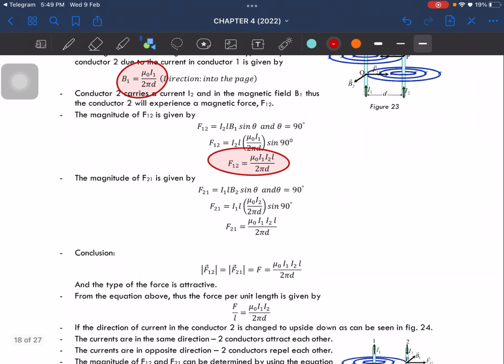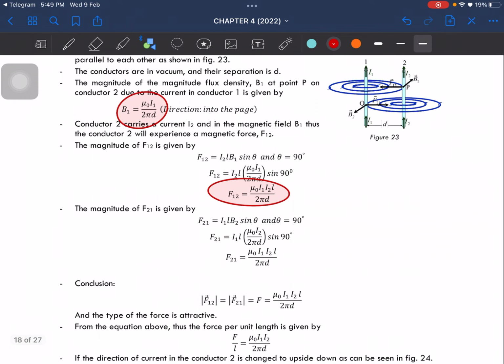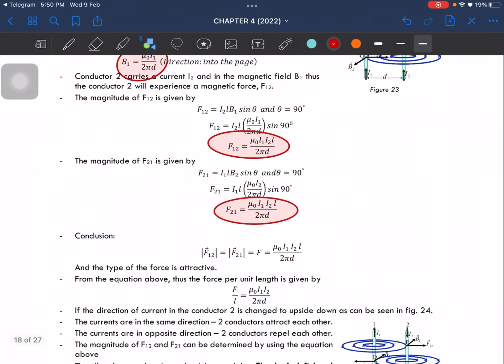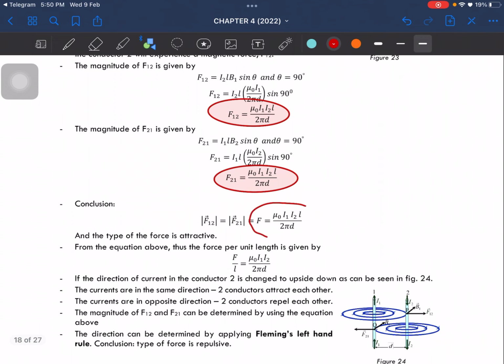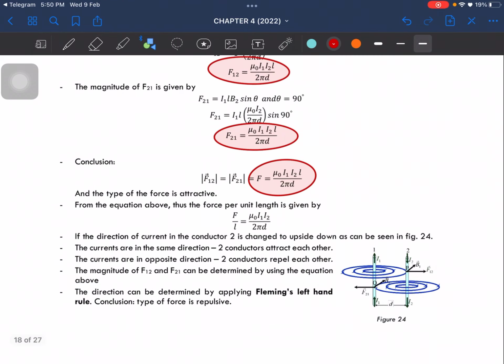The magnitude of the force by 2 on 1, do the same thing and you'll get this equation here. So in conclusion, both F12 and F21 are equal, so we can just let it equal F. The type of force here is an attractive force. From this equation we then get the equation for force per unit length, which is this one.